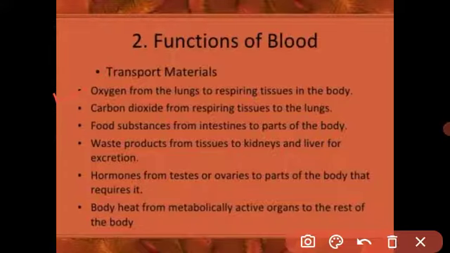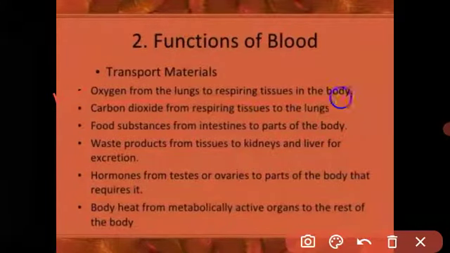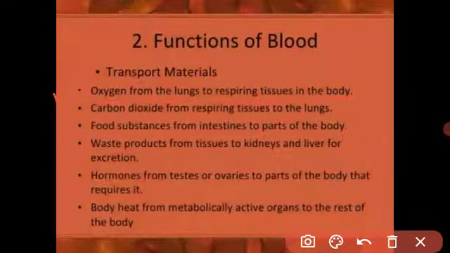The oxygen from lungs to respiratory tissue in the body. Means, beta, what is the function of blood? They transport the oxygen from the respiratory system to all parts of the body, as well as the blood picks up the carbon dioxide which is produced in the cell.